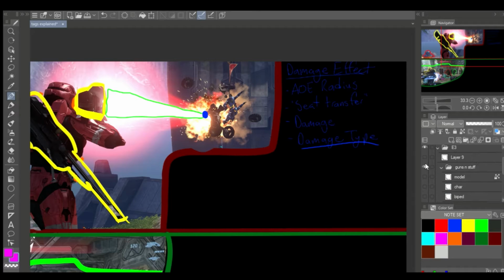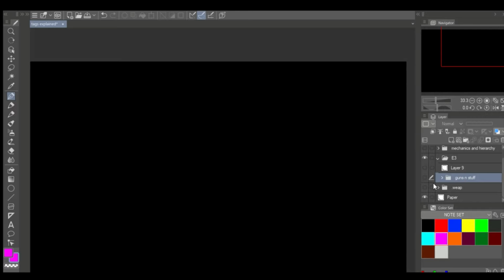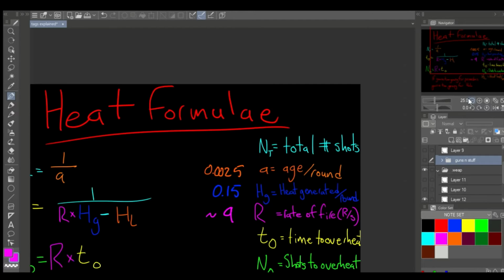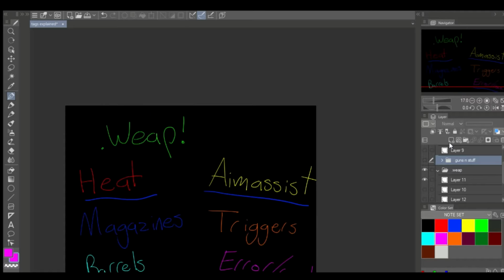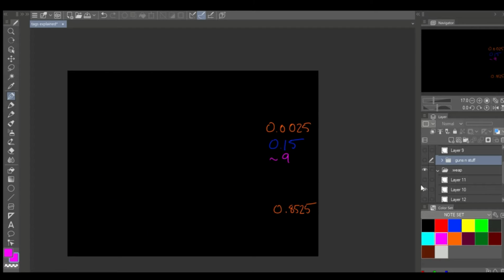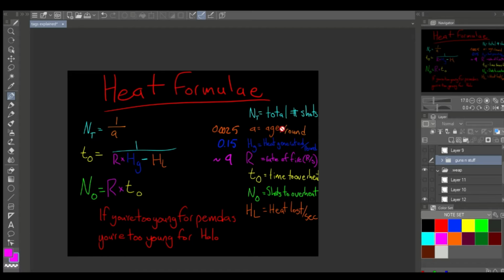So let's be done with that one for now and talk about the weapon tag. I'm going to get to just heat, aim assist, and recoil, just air, because there's a lot going on here, and like I said, I want to do it justice. So to start with, I'm going to look at heat.